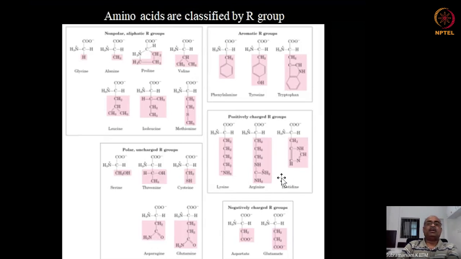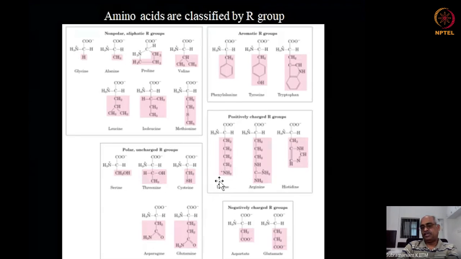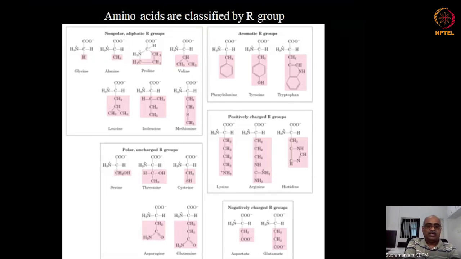And then you have charged ones, basic, like lysine, arginine, and histidine. So these are the basic, this is imidazole ring, guanidine, and this is simply an amino group here. So these are the basic amino acids. And then you have the carboxylic acid containing ones, aspartic acid and glutamic acid. So these are the different side chains, and based on the chemical properties of these side chains, we have grouped them into 5 main groups.